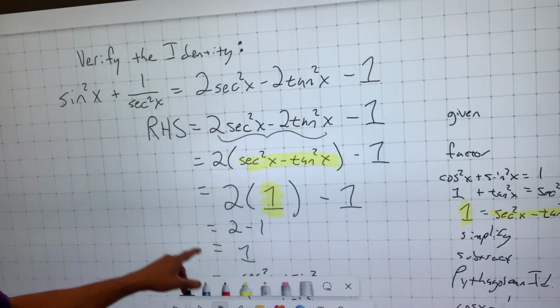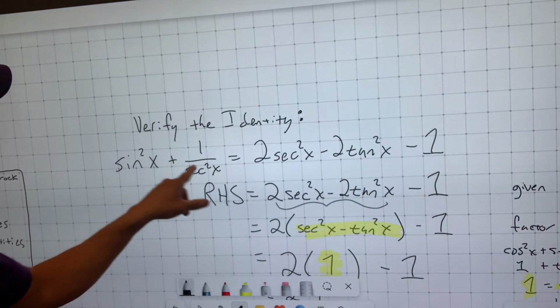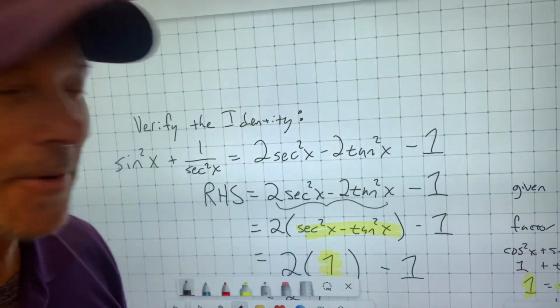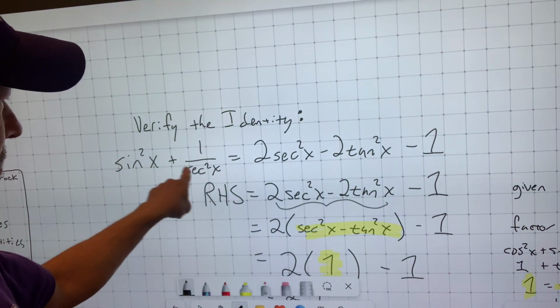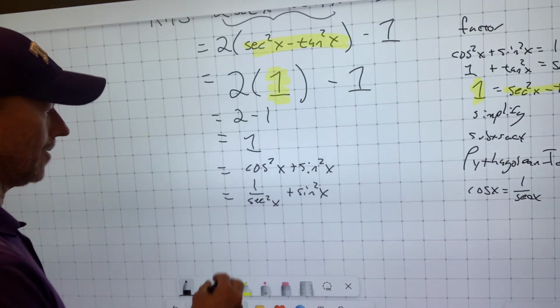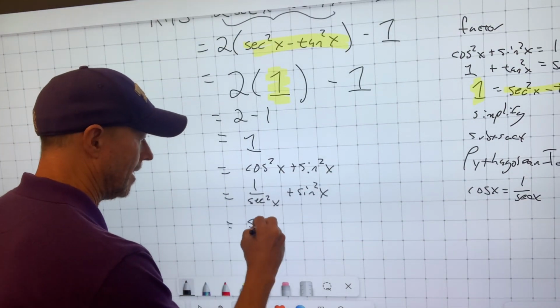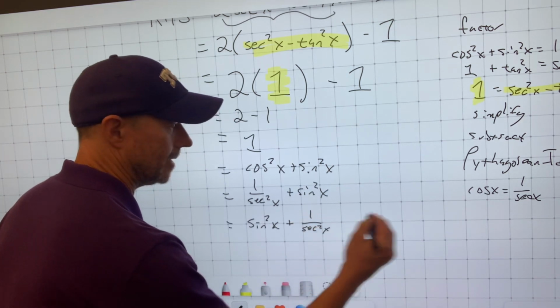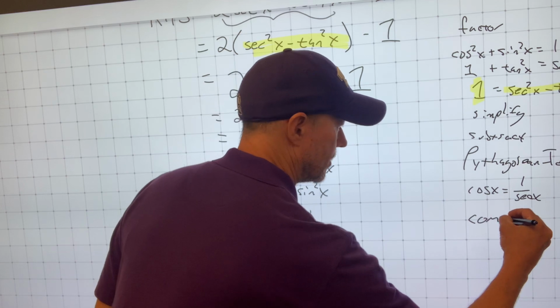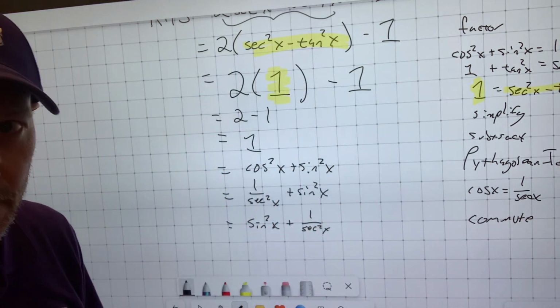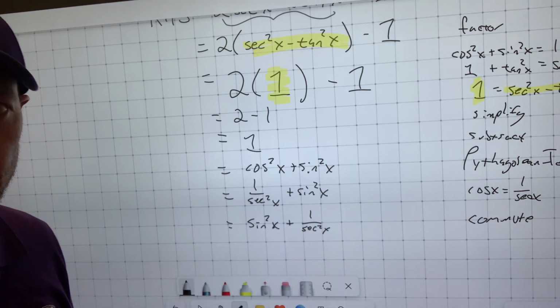Look back, we have it in the wrong order, but with addition, the order doesn't matter. So we have 1 over sec squared plus sine squared. So we have the left-hand side. I guess I should put it in the right order. So we'll have sine squared x plus 1 over sec squared x, and that's just commuting, or you could say rearrange. The order of addition doesn't matter, or a plus b is equal to b plus a.